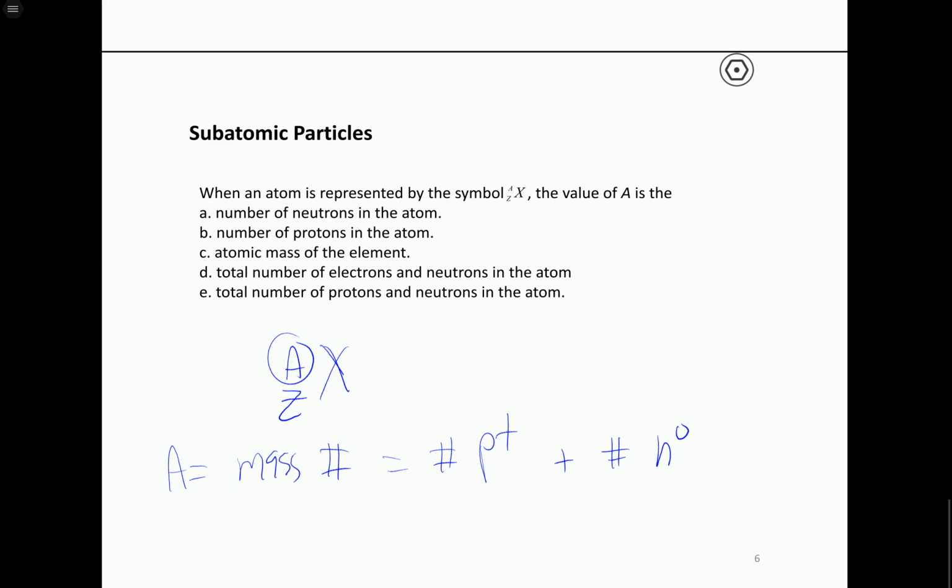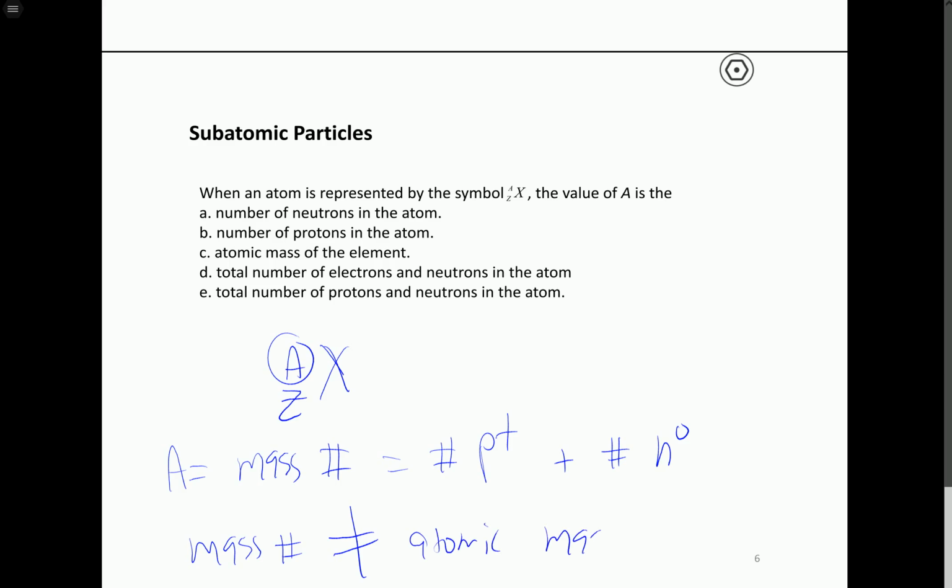So the mass number is not the same thing as atomic mass. Alright, so they're not the same thing. We haven't really learned about atomic mass yet, but atomic mass is related to the mass number, but it's a weighted average of all of the isotope masses. Here the mass number is just the number of protons plus the number of neutrons for a specific isotope. So mass number refers to one isotope, and the atomic mass is all isotopes.